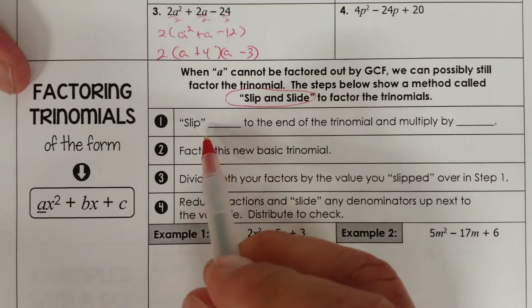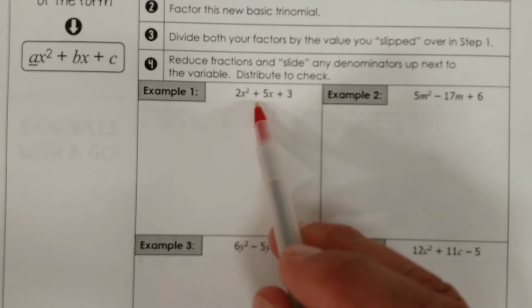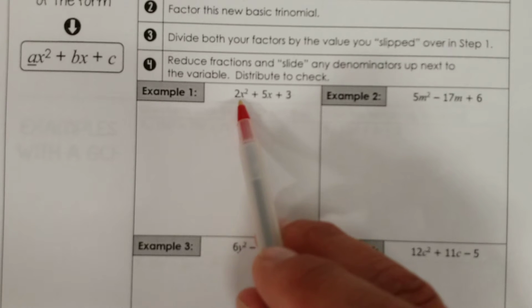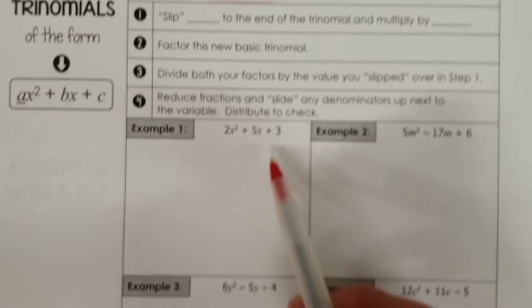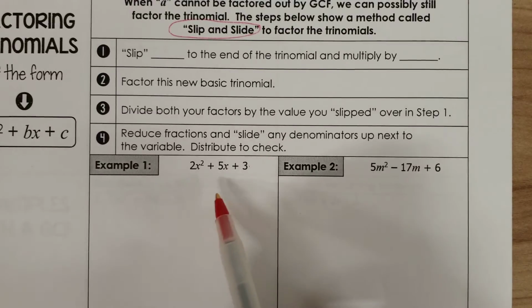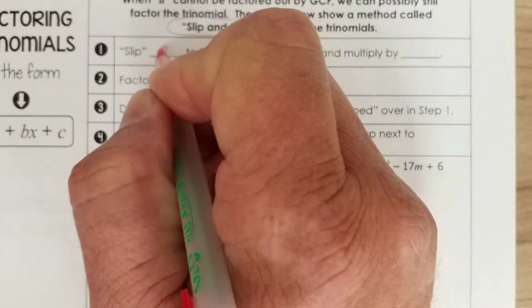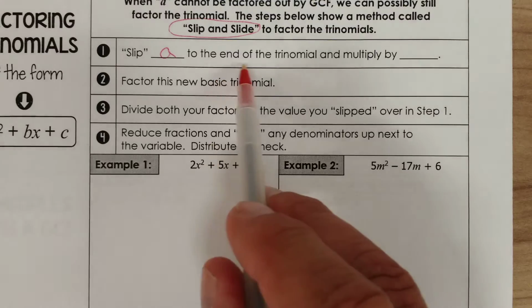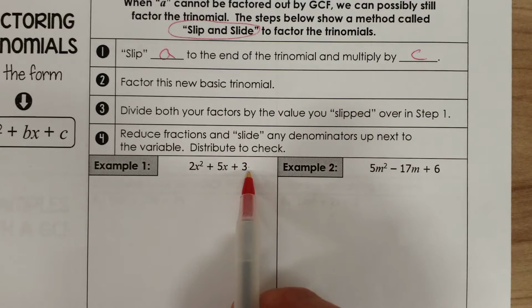So the first step is if you see a trinomial, like this here, 2x squared plus 5x plus 3, the leading coefficient is not 1, but there is no GCF either. So we're going to use this slip and slide. I'll work this problem as I go through the directions. We're going to slip a, which is the number in front of x squared, to the end of the trinomial and multiply by c, the constant.